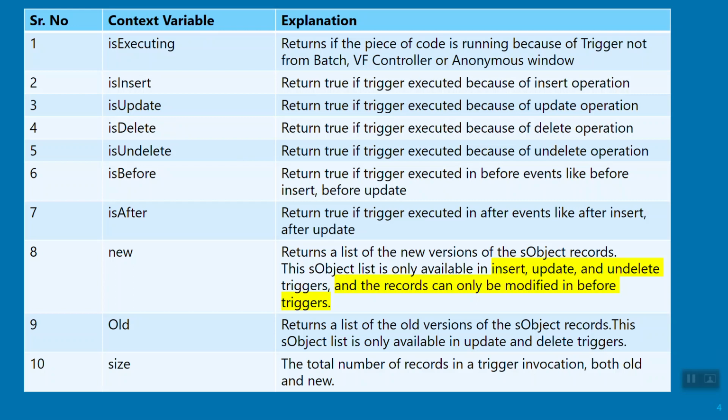In case of insert, we don't have any trigger.old, and the reason is that we are not making any changes to existing records in case of trigger.new. And then size returns the total size of the trigger, whatever the current size of that particular trigger is.